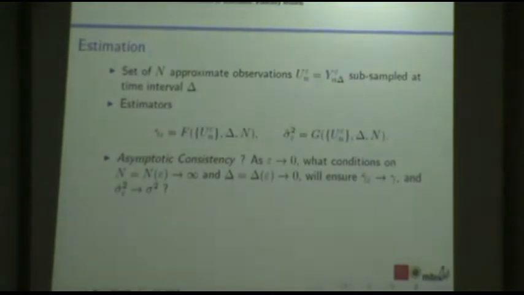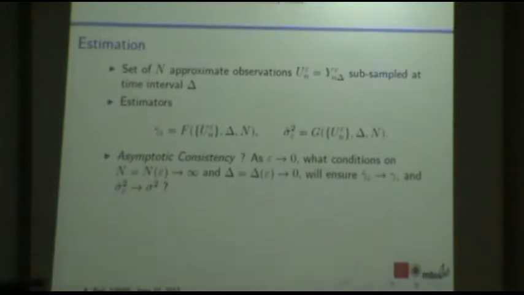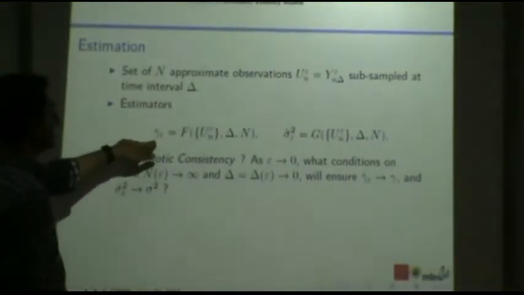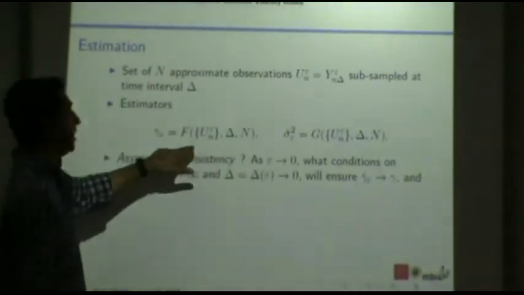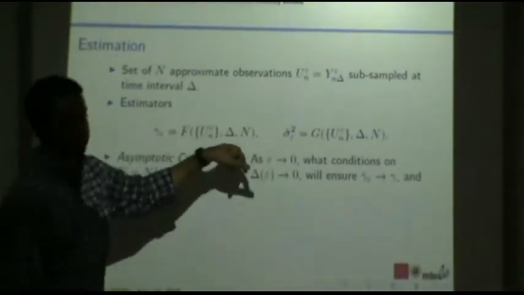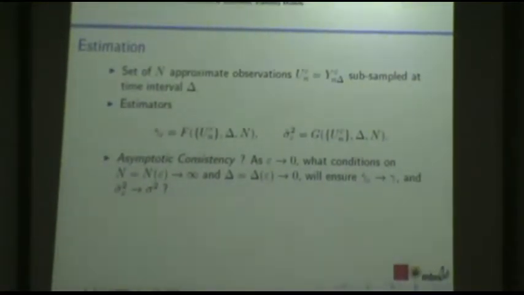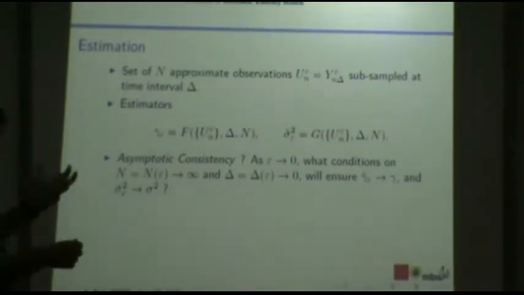Estimation problem, stated: we have n discrete observations sampled from the smoothed OU process. The parameter estimators for the lambda and the sigma are some functions of the data and the estimation parameters n and delta. So you have n observations which have been sampled at length delta. Okay, so the question that we're trying to answer is what are the conditions under which these parameter estimators are going to be asymptotically consistent.